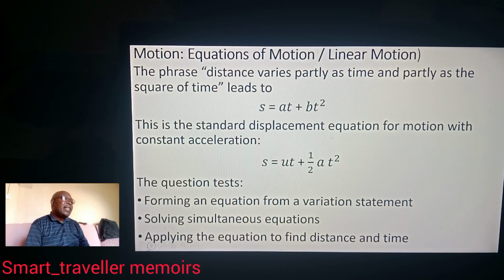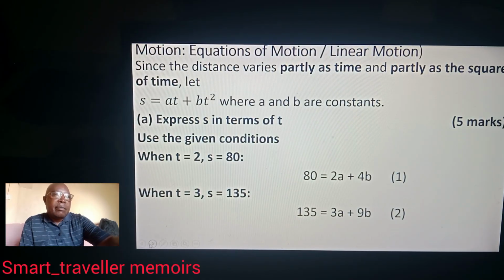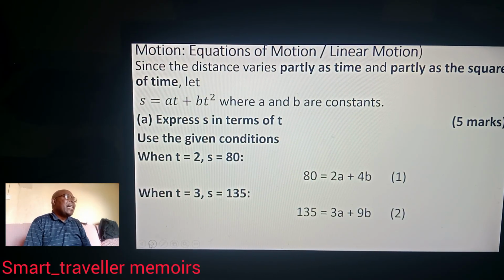The equation tests forming an equation from a variation statement, solving simultaneous equations, and applying the equation to find distance and time. Since the distance varies partly as time and partly as the square of time, let s equal at plus bt squared, where a and b are constants. Part A: expressing s in terms of t. Use the given conditions.